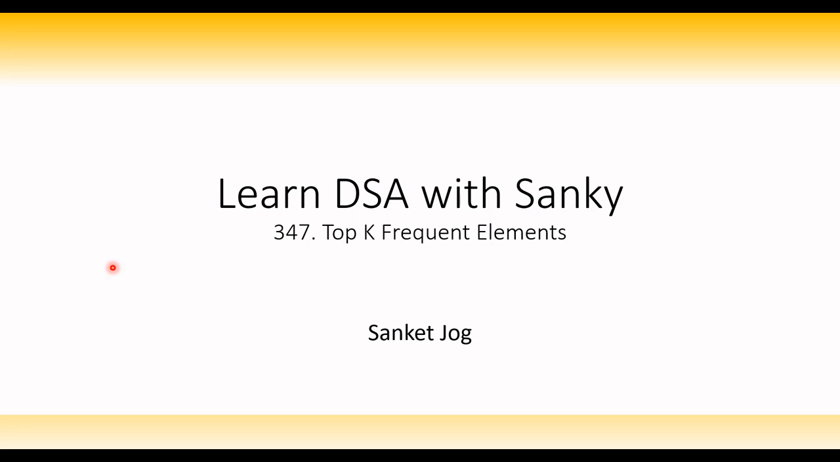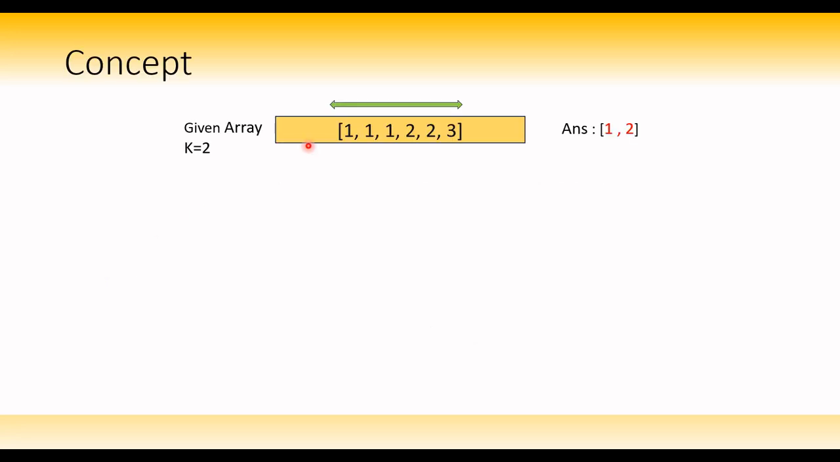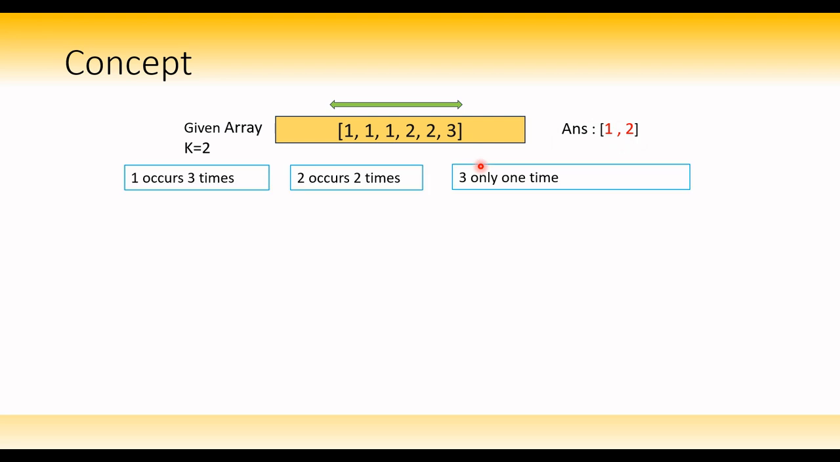Today we'll be discussing Leetcode problem number 347. So we are given an array here and we need to return the top k frequent elements. So for that, let us take a look at individual integers and their occurrences. 1 occurs 3 times, 2 occurs 2 times and 3 occurs only 1 time.